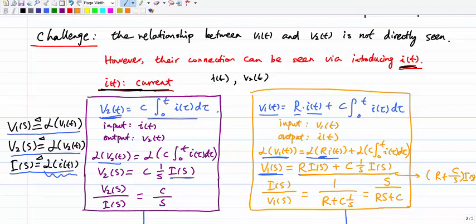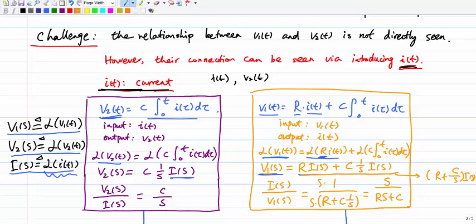So if I move this one to the right, and move the left side, I have I(s) divided by V1(s) is 1 over R plus C over s. So I do a little bit of simplification. If I multiply numerator and denominator by s, the numerator will be s, the denominator will be R times s plus C. So that's my transfer function from V1(t) to I(t).